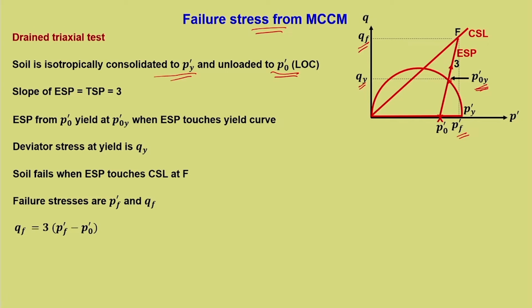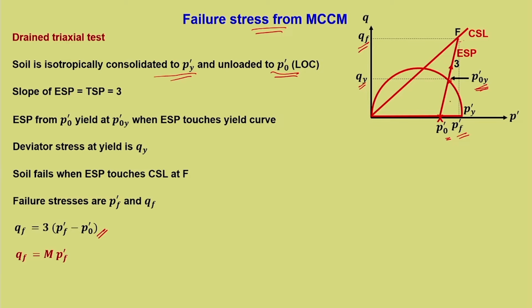Now looking at the geometry of this figure, that is, consider this triangle P naught dash F and P dash F. We can always write QF is equal to 3 into P dash F minus P naught dash. So it is very conveniently we can write this, and we know QF is equal to M into P dash F.